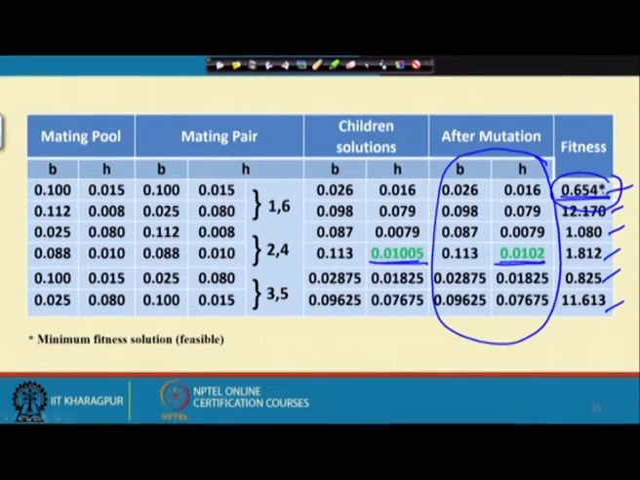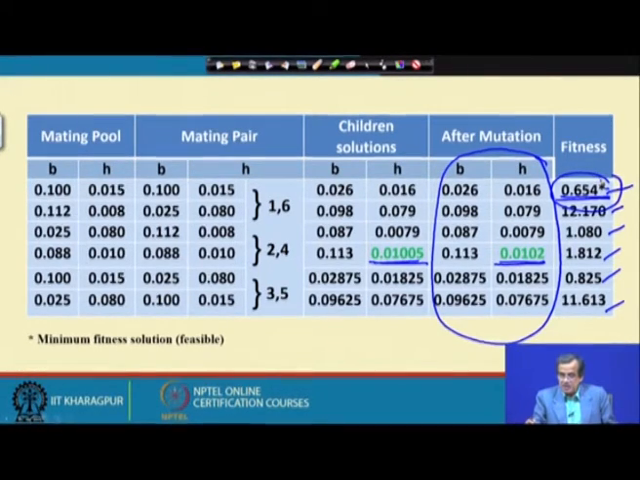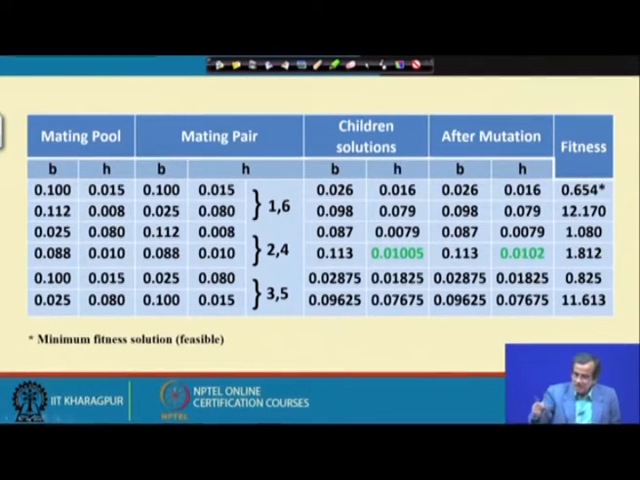And moreover, we will have to check whether all these solutions are feasible or not. Now, feasibility of this solution has to be checked using the principle of whether it is going to violate that functional constraint or not, and fortunately this is not going to violate the functional constraint. So, this is a feasible and valid solution having the minimum fitness. Now, this is whatever we are getting after the first iteration of the GA.